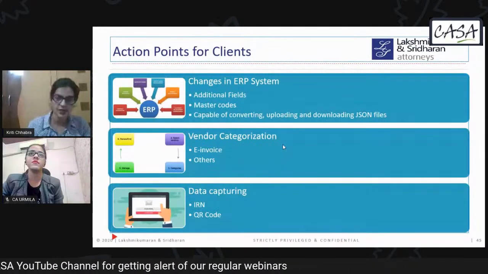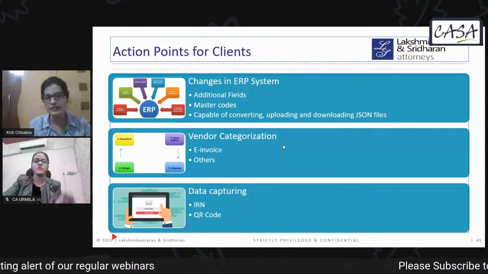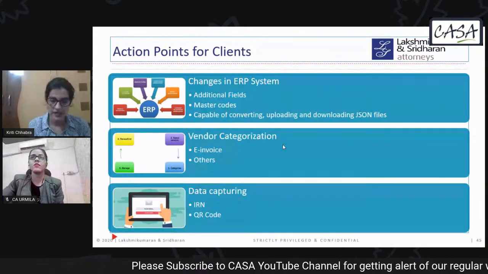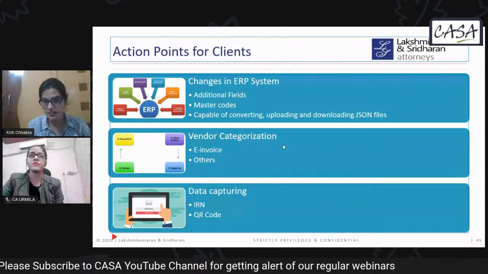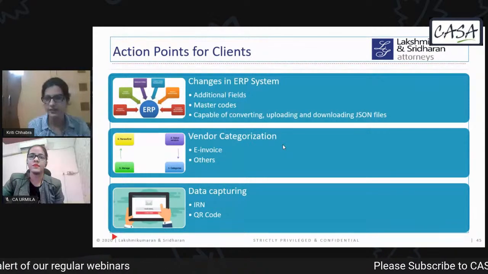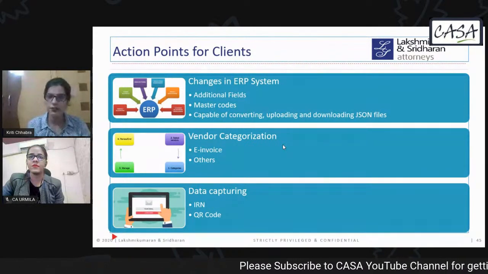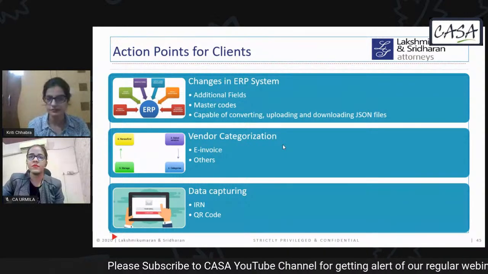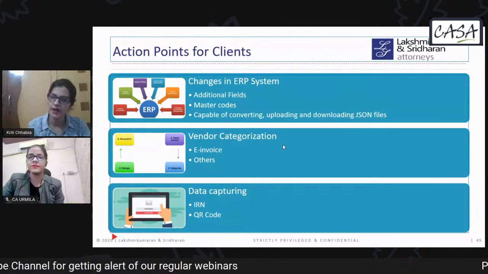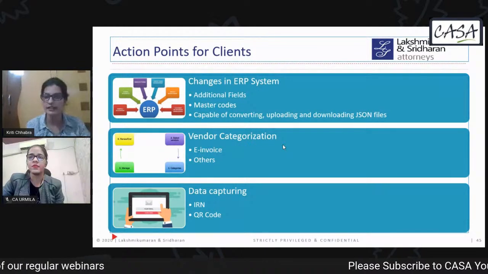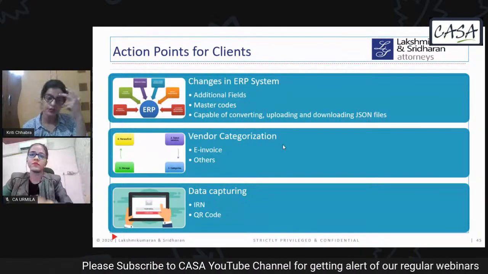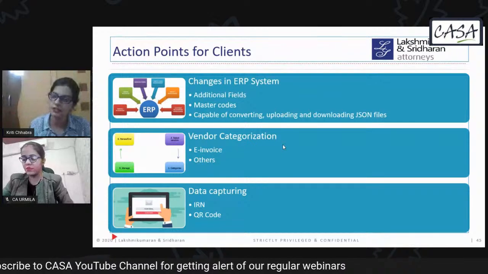So on this basis, what are the action points for you? The taxpayers are required to make certain additional feeds into their systems. As I mentioned, there are going to be various additional feeds, like HSN code, which is going to be accepted in one manner only by the IRP portal. Those HSN codes, master codes, other codes, currency codes, etc., can be integrated or aligned within your system so as to align it with the IRP portal. Similarly, your system should be capable enough to convert JSON format into readable format.